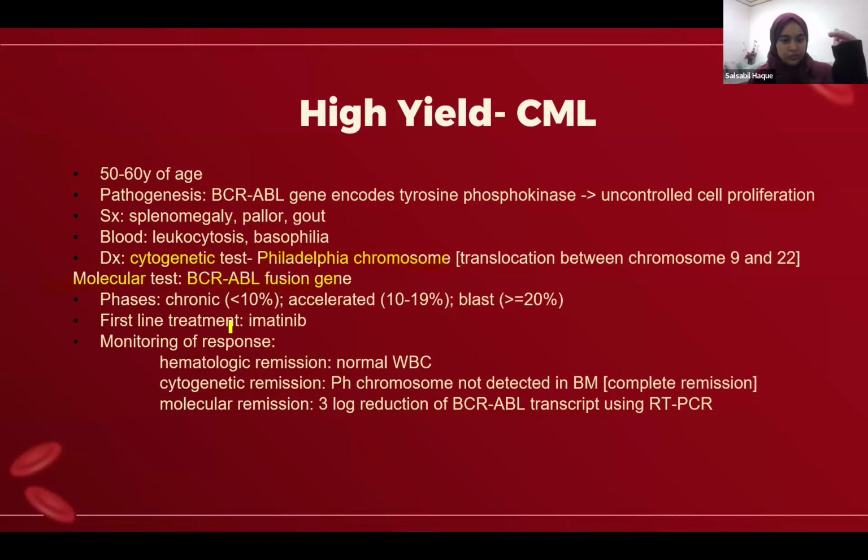You first have hematologic remission, which is when the WBC levels go to normal. Then you have cytogenetic remission, which is when the Philadelphia chromosome is not detected in the bone marrow. And then you have molecular remission, which is the ultimate remission. It is a 3-log reduction of BCR-ABL transcript, or there's a ratio, a very complicated number. I don't think you have to know it, something like the BCR-ABL to ABL ratio. But if it has a 3-log reduction using RT-PCR, that's when you can say the patient is in molecular remission. Is this clear?